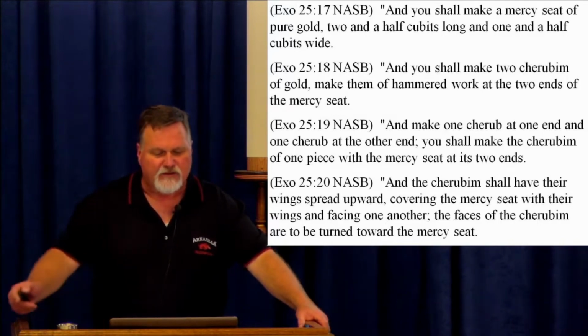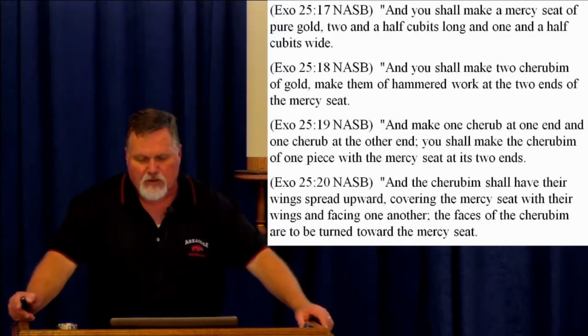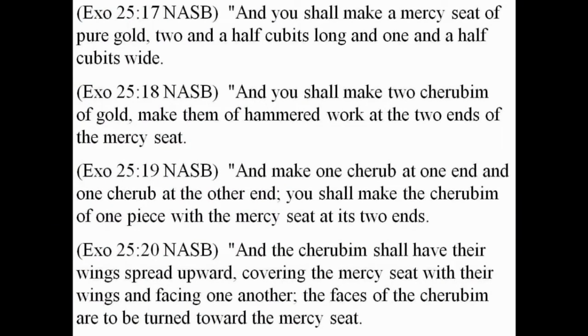Going back to Exodus 25, verse 17. And you shall make a mercy seat of pure gold, 2.5 cubits long, 1.5 cubits wide. You shall make 2 cherubim of gold, make them of hammered work at the 2 ends of the mercy seat. You shall make 1 cherub at one end and 1 cherub at the other end. You shall make the cherubim of one piece with the mercy seat at its 2 ends. And the cherubim shall have their wings spread upward, covering the mercy seat with their wings and facing one another. And the faces of the cherubim are to be turned toward the mercy seat.